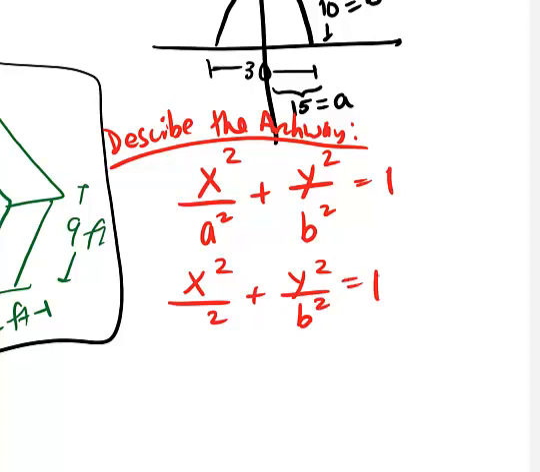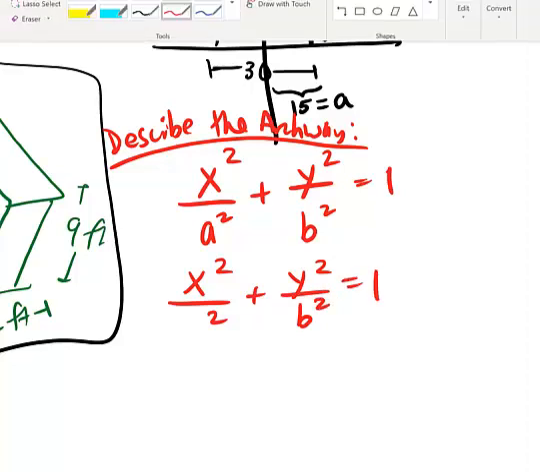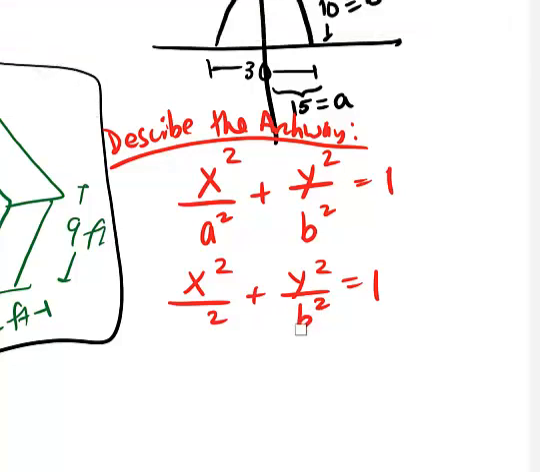Whoops, I put a B there, but we're not supposed to put a B because we do know what B is. A was 15 and B was 10. Let's fill those in. A is 15 and B is 10. Okay, 15 goes here, 10 goes here.